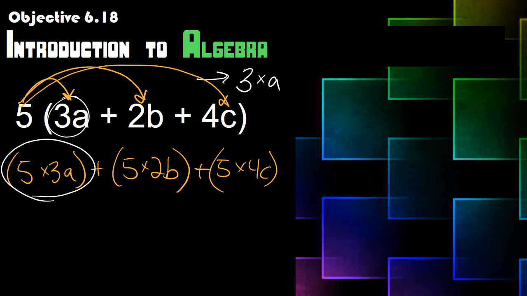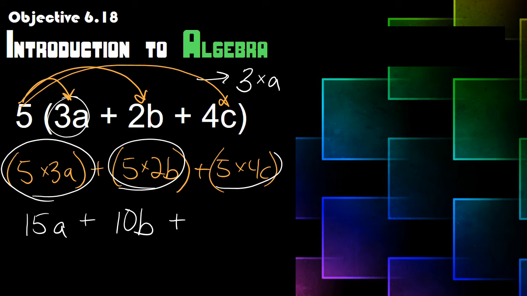So we have 5 times 3a. So we do 5 times 3 is 15, and we bring down our variable since we don't know that yet. We bring our operation sign down, and now we have our next parenthesis. We have 5 times 2b. So we do 5 times 2 is 10. Bring down our variable because we don't know what that is yet. And then we bring down our addition sign, and we are so close to being finished here. So we have 5 times 4 is 20. Bring down our variable. And so here we're left with 15a plus 10b plus 20c.